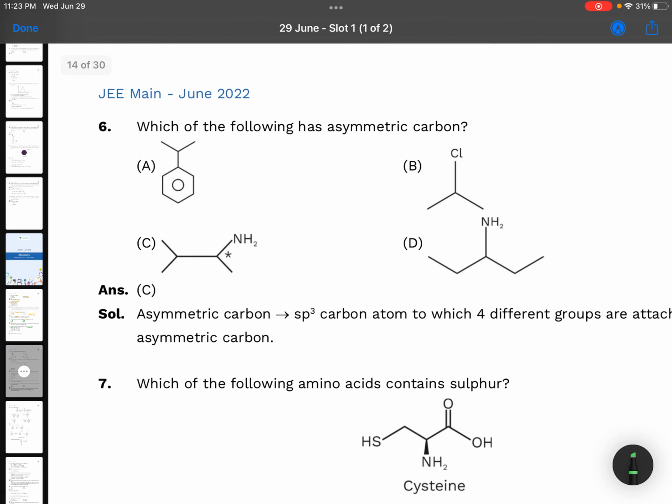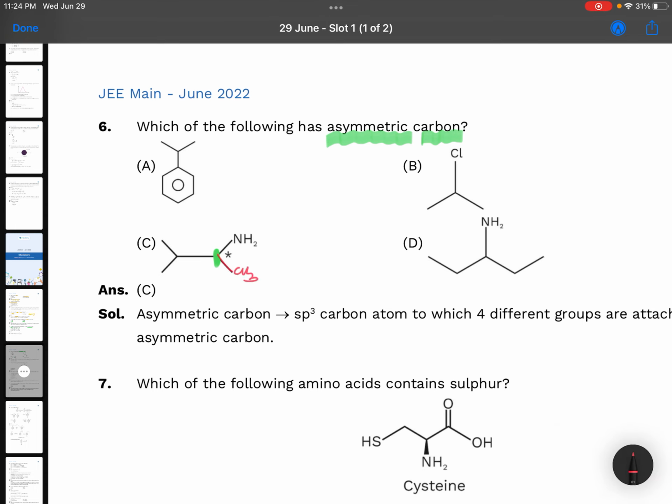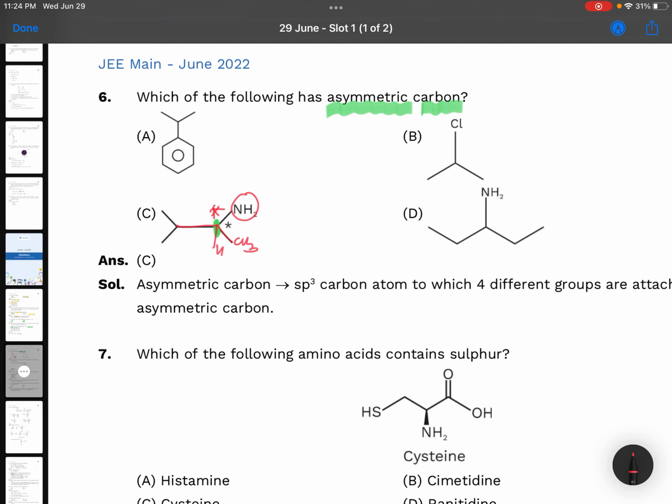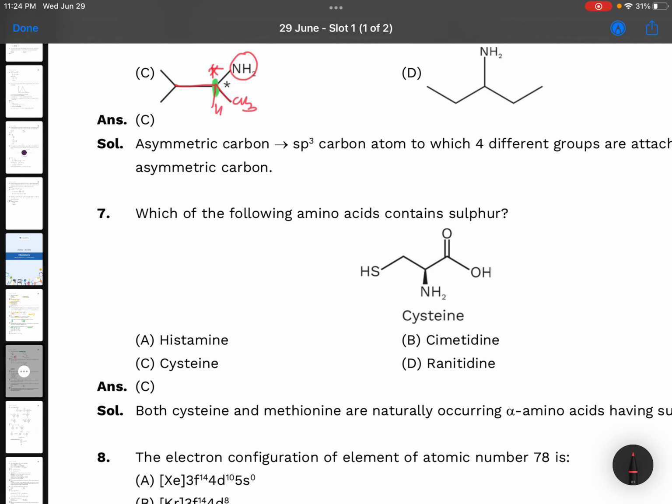Which of the following has asymmetric carbon? If this is the right question asked as it is, you people are really lucky if you have attempted this paper. See here, this is chiral carbon. Because here you can see this is methyl group, this is NH2 group, this is this one, and one more hydrogen will be there. So chiral, easiest one. So like you can say this question is from GOC.